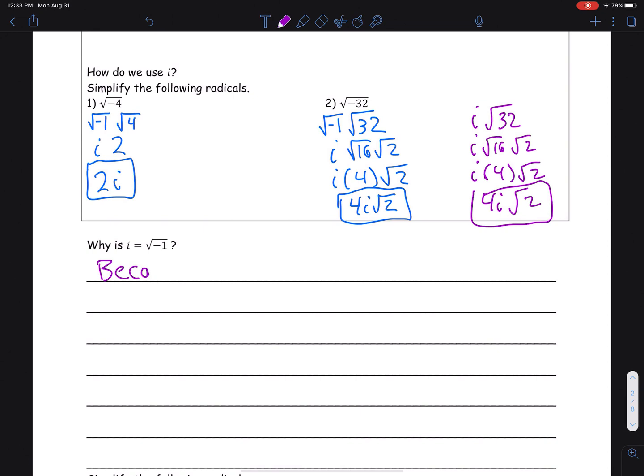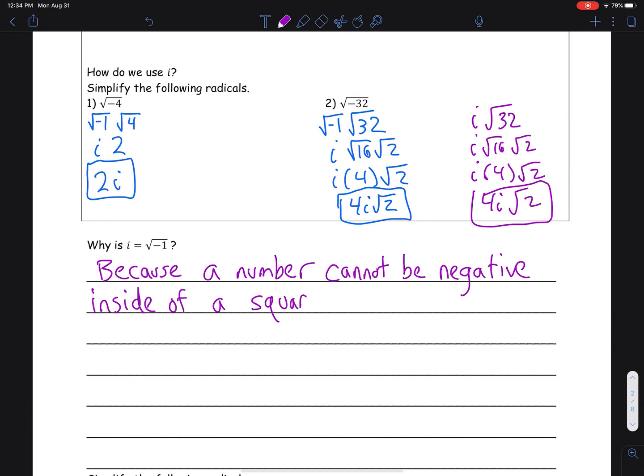Because a number cannot be negative inside of a square root and still be a real number. Therefore, to denote that we don't have a real number, we take out radical negative 1, which is i.